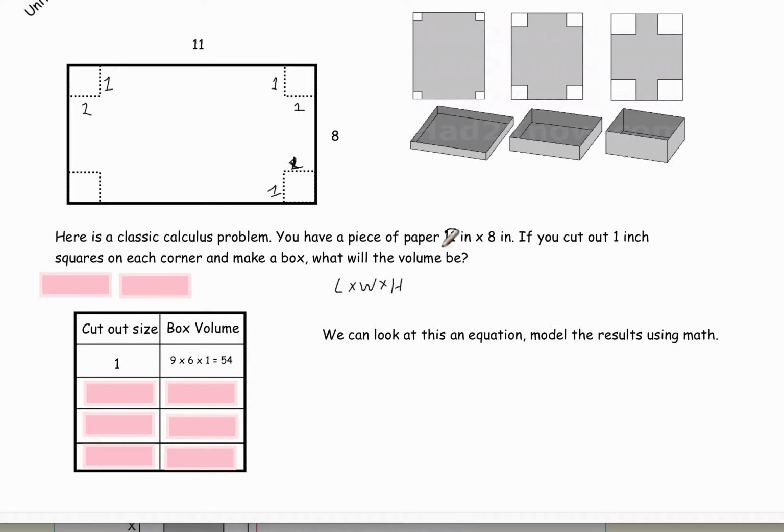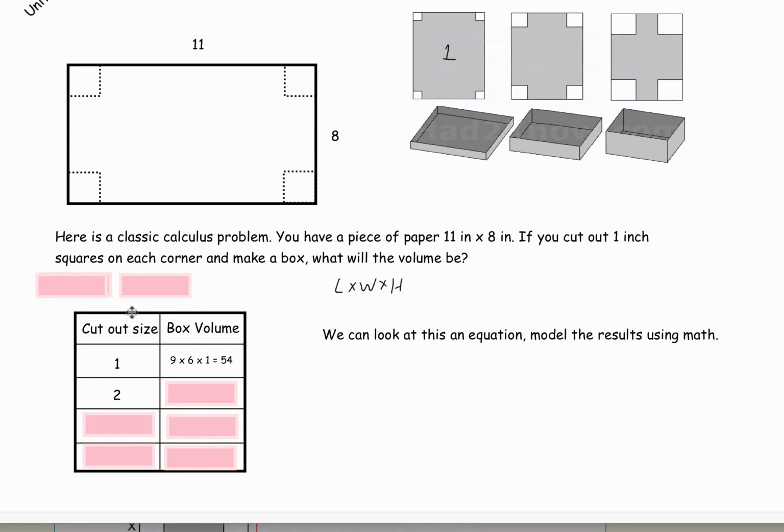Well, the length wouldn't be 11 anymore because you took an inch off and an inch off, so now it's 9. Likewise, it wouldn't be 8 anymore because you took an inch off and an inch off, so it's 6, and the height is 1 because the inch represents the height. So this could be that cutout size of 1 inch. All right, when we multiply that all together, we found our volume to be 54. Great.